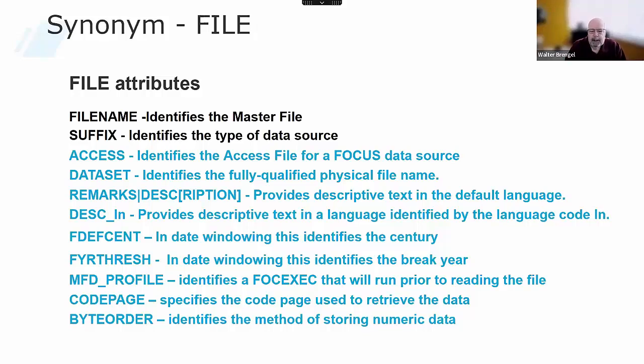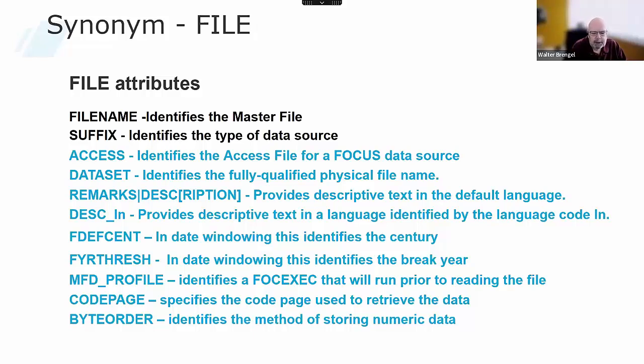in your application. FDEFCENT is the file default century, and this is for windowing. So if you have dates that still have 2-digit years, and you have a year of 20, is it 1920 or is it 2020? So you can set your default century of 19, and then you have your FYRTHRESH. So you set year thresh, and if the value is less than year thresh, then we're going to increase the century. So if I set year thresh to 50 and it's 20, then I want that to be 2020 as opposed to 1920.